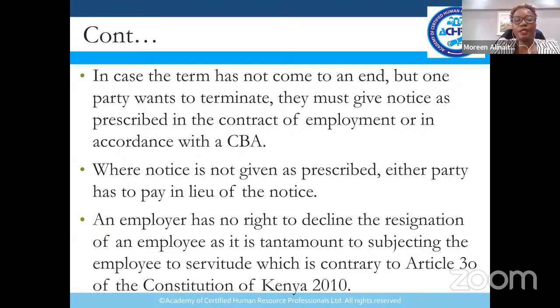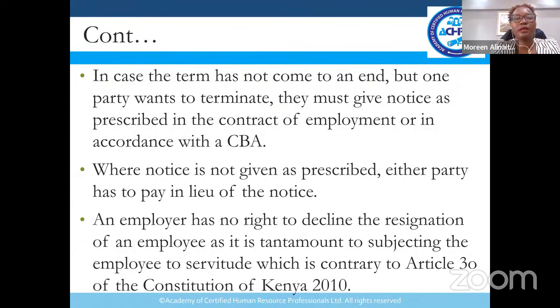In some cases you have 4 months time, I see this mostly in the collective bargaining agreements. They say if you want to terminate, you must give a notice of 4 months. Devoid of that, you must pay that person for the 4 months notice, okay? The normal stipulated time is 2 months, but in case of a collective bargaining agreement or a contract that says 4 months, then you must give notice of 4 months, whether you're the employer or the employee. In case you do not give the notice, then you must pay in lieu of notice. Where notice is not given as prescribed, either party has to pay in lieu of notice.